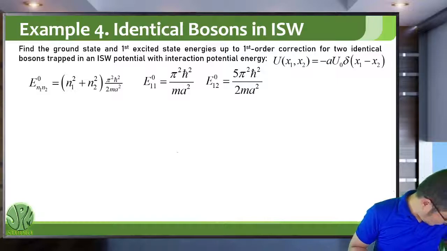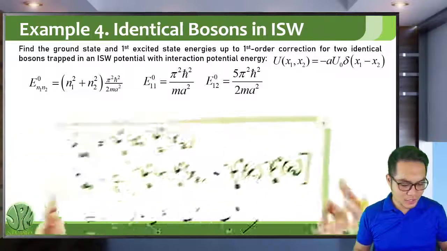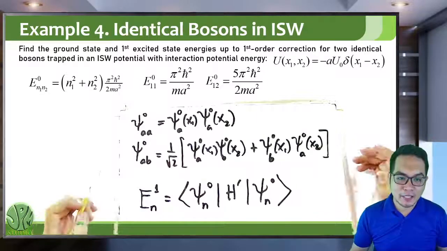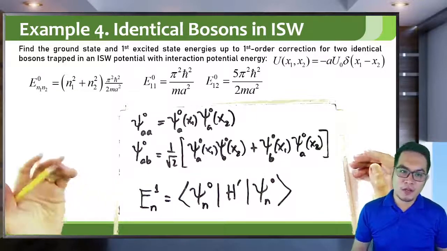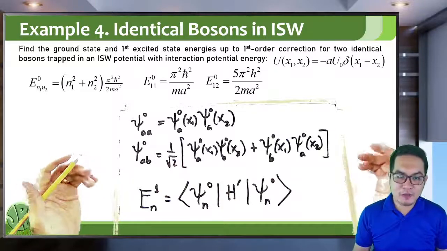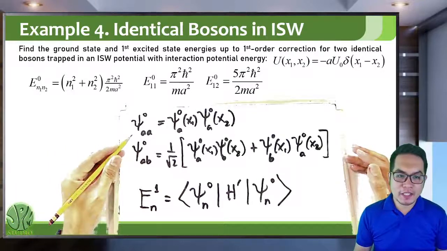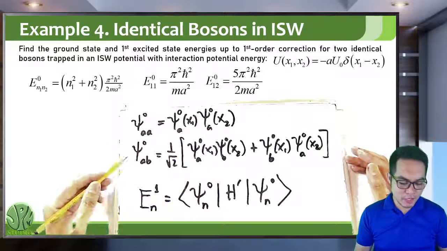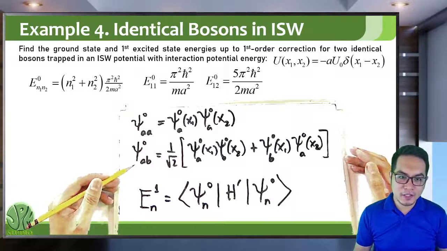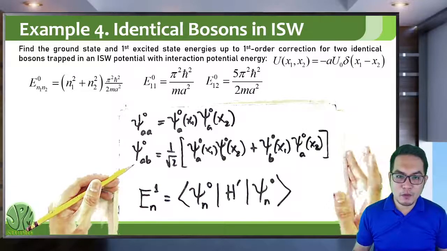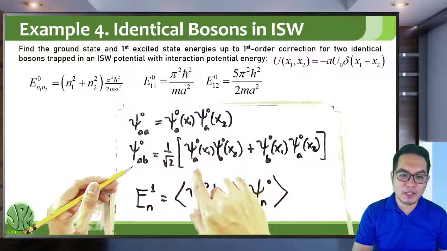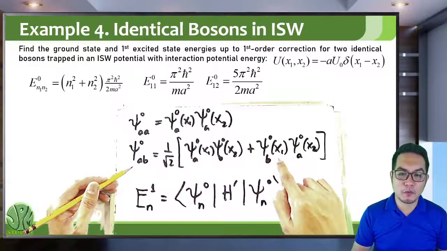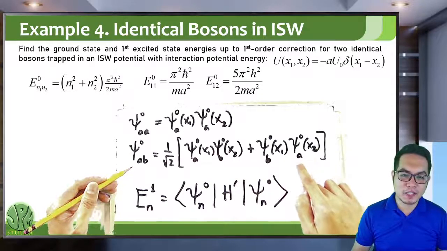Now, if you recall, the wave function of a 2-particle system of identical bosons depends on whether the two particles are in the same state or in a different state. If they are in the same state, then you just multiply the two wave functions. But if they are in different states, then you need to take into account all the possible combinations. What if particle 1 is in state psi A and particle 2 is in state psi B, and the reverse? What if particle 1 is in state psi B and particle 2 is in state psi A?